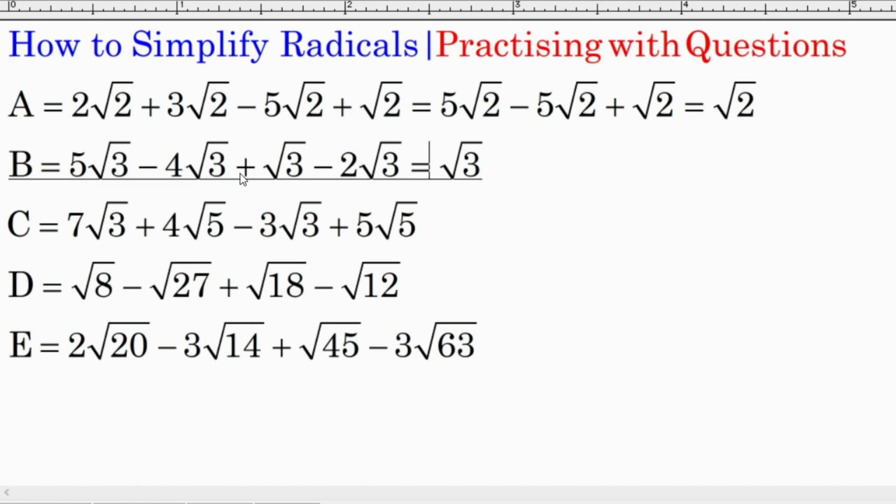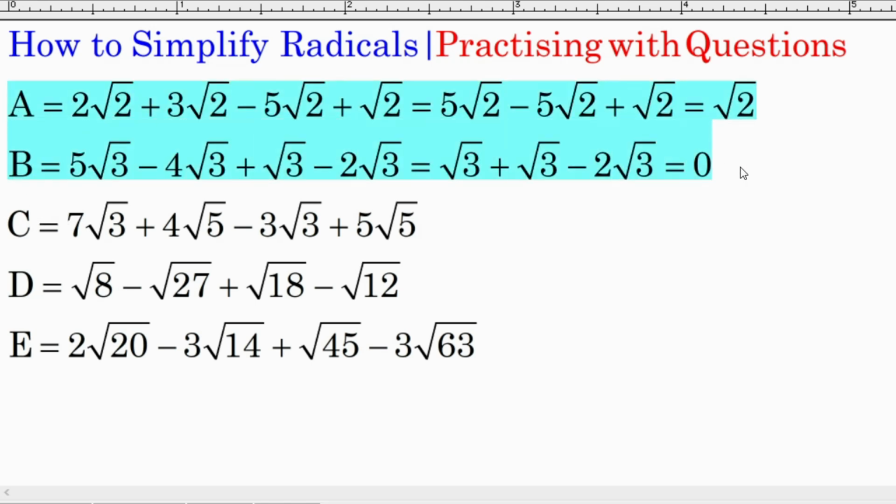Then we have to add these two terms again. We can see that we have square root of 3 plus square root of 3, which is equal to 2 square root of 3, and then 2 square root of 3 minus 2 square root of 3 will be equal to 0. So 0 is the answer for B. Now we have already solved 2 questions. The first 2 questions are very easy, right? The next will be a little bit harder.